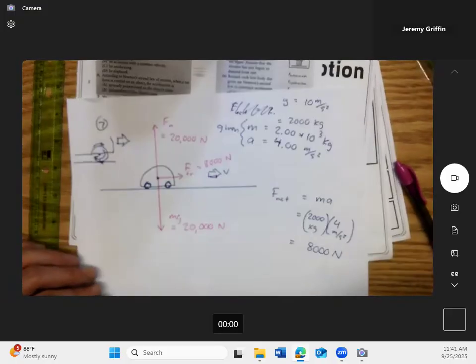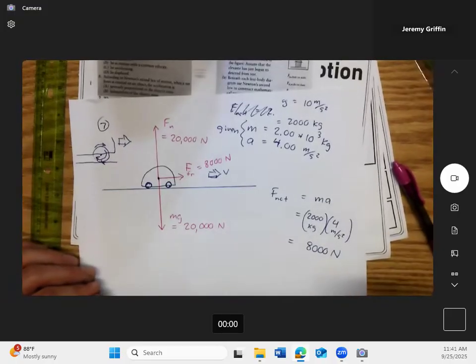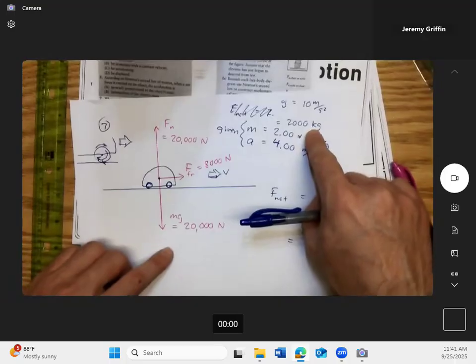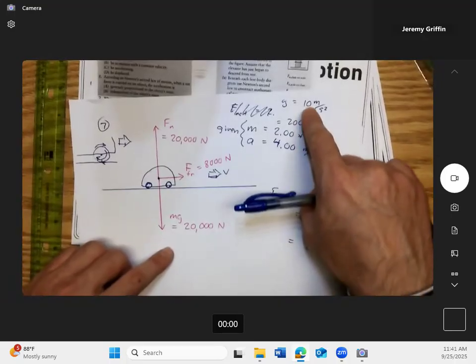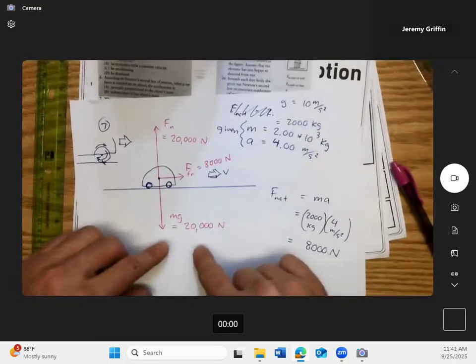Why is the weight 20,000 and not 2,000? Because the mass was 2,000 kilograms, and you put that in Earth's gravity of 10 meters per second squared, that's a 20,000 newton weight.